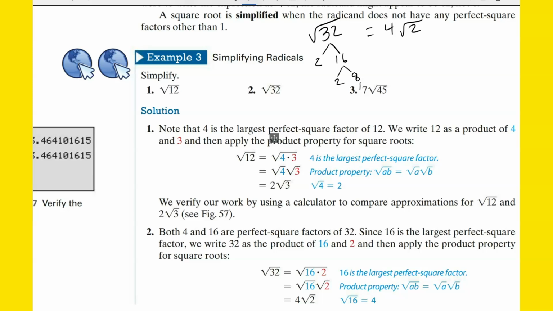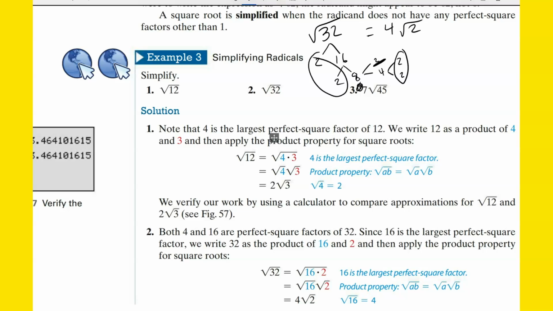And then the 8 down to, I'm going to go this way. The 8 down to 2 times 4, and the 4 down to 2 times 2. So again, I'm looking for 2 of a kind. I got a pair of 2's there. I got a pair of 2's there. I got one extra 2 left over.